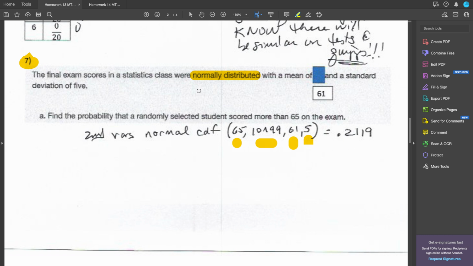Okay? Big phrase here, normally distributed. As soon as you see normally distributed, that's when you're going to think normal CDF. Okay?